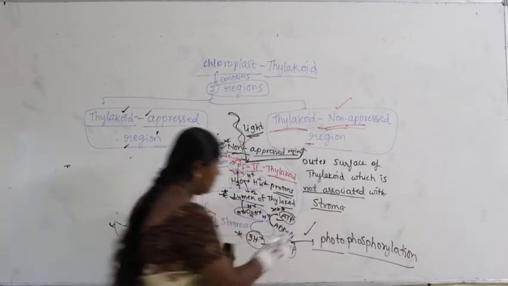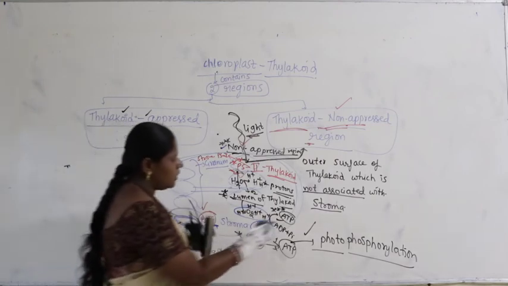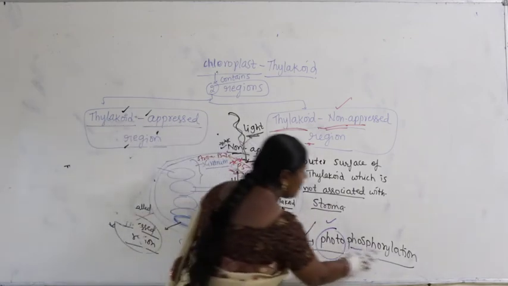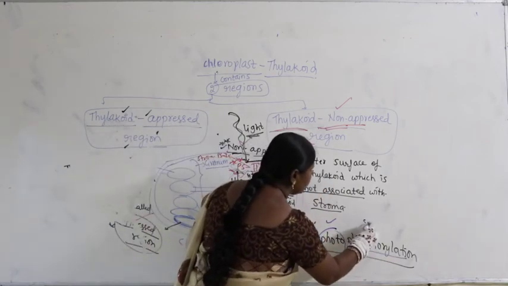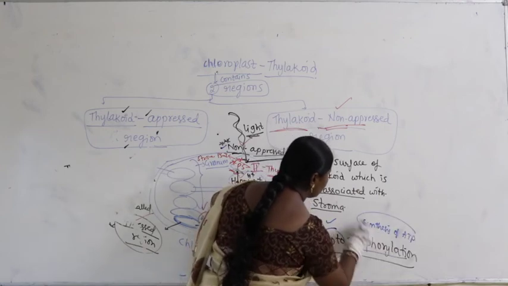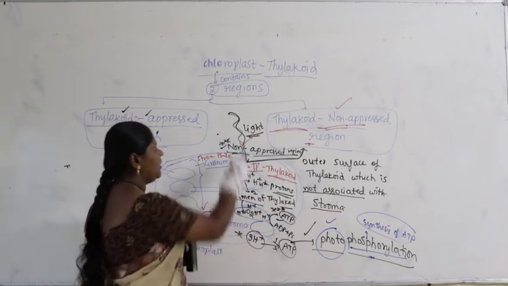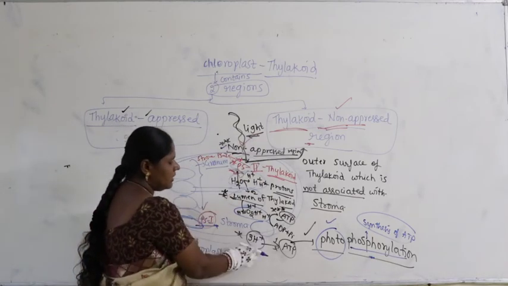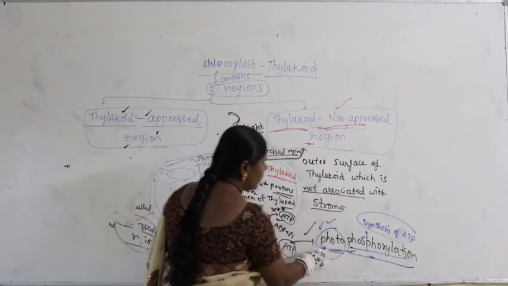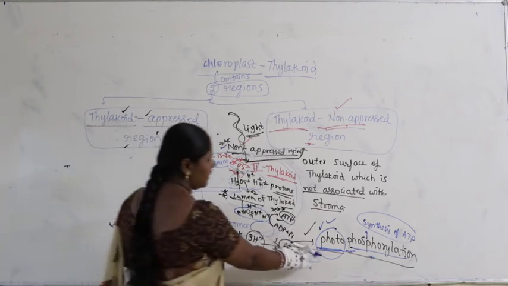Okay. So, what is photophosphorylation? Photo means using light, and phosphorylation means synthesis of ATP. So synthesis of ATP using light is called photophosphorylation. This is the next concept we have to continue with, photophosphorylation.